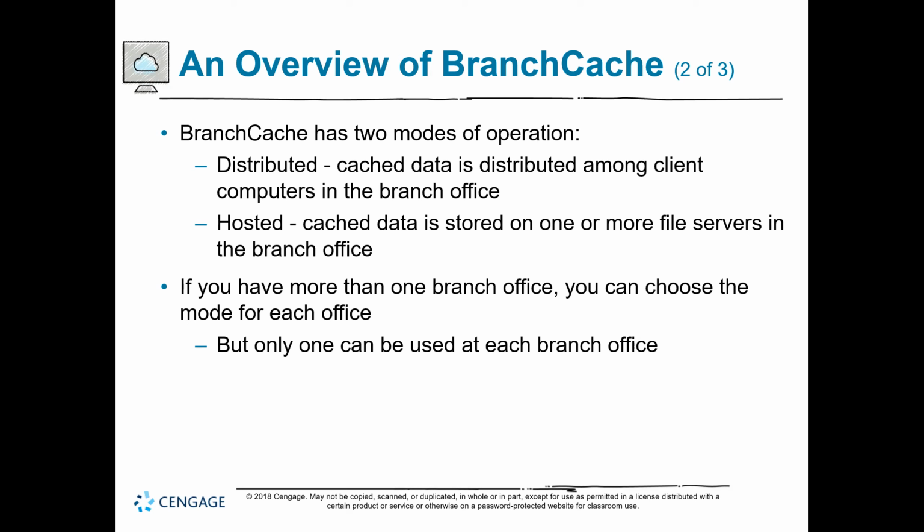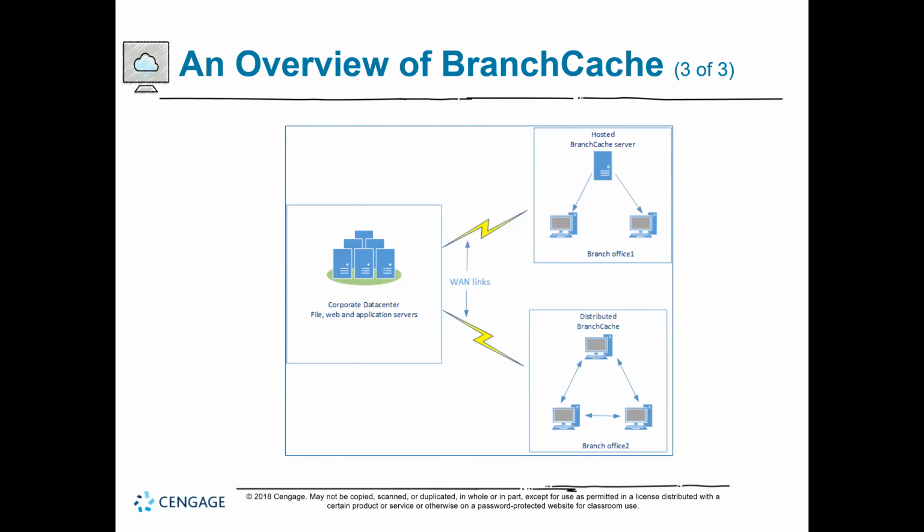If you have more than one branch office, you can choose the mode for each office, but only one can be used at each branch office. So here's your example. On the left, you have your corporate data center, and on the right, you have your hosted branch cache server in branch office 1. And then on the bottom, you have distributed branch cache server, and that's for office 2. So those are just an example of how you could possibly do that.